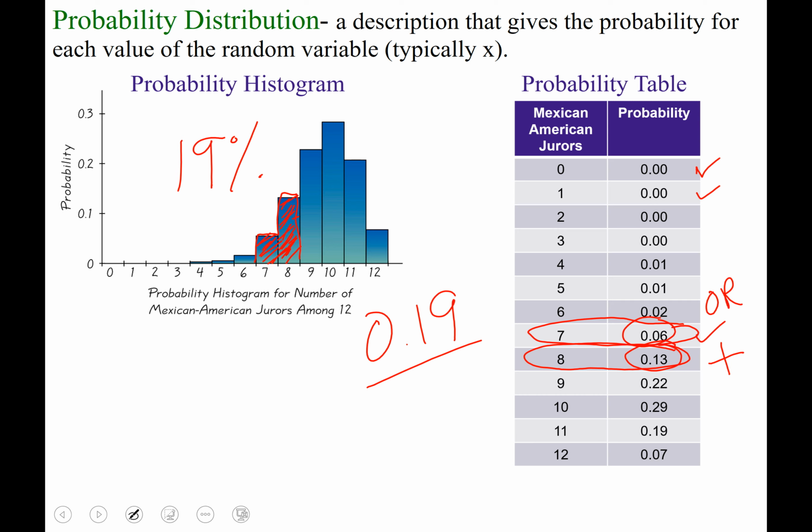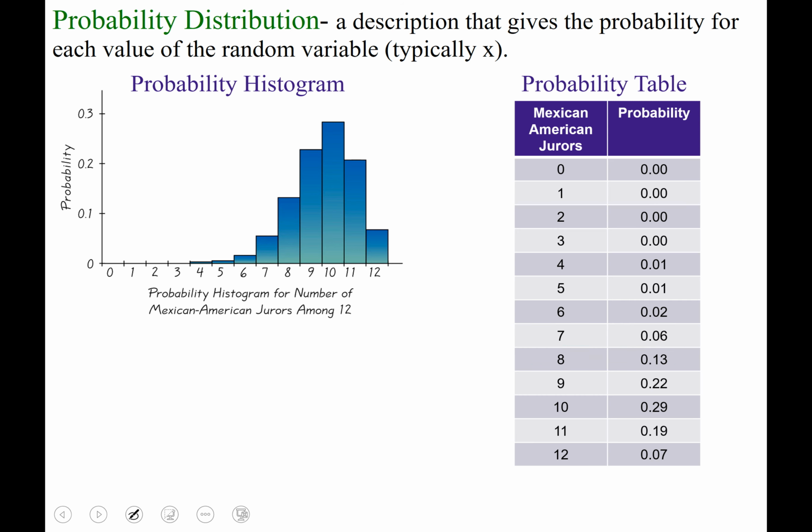All right, I'm going to go again. Next question. What is the probability of having at least 7 Mexican American jurors on your jury? I've actually got to get my calculator out to get this one. I'm adding up some numbers, if you want a hint on what I'm doing. At least 7.